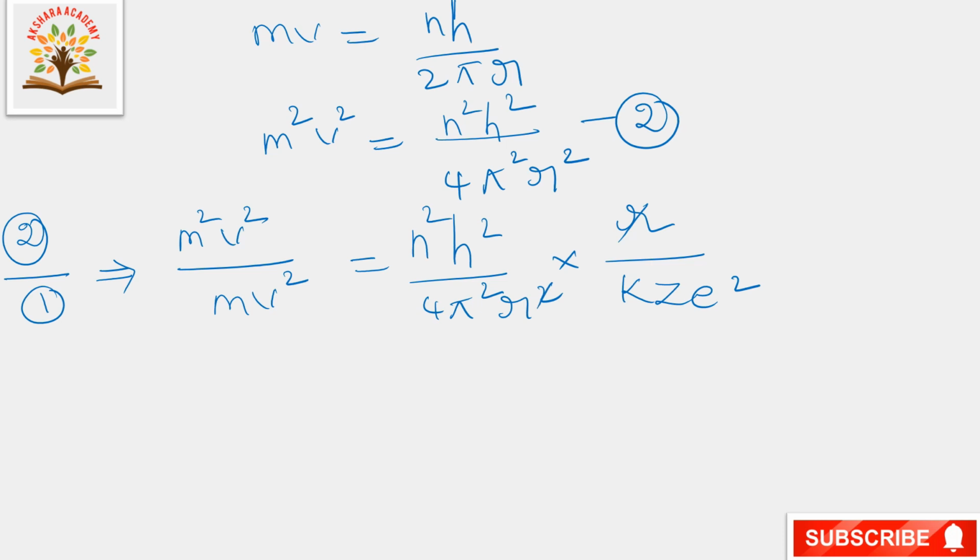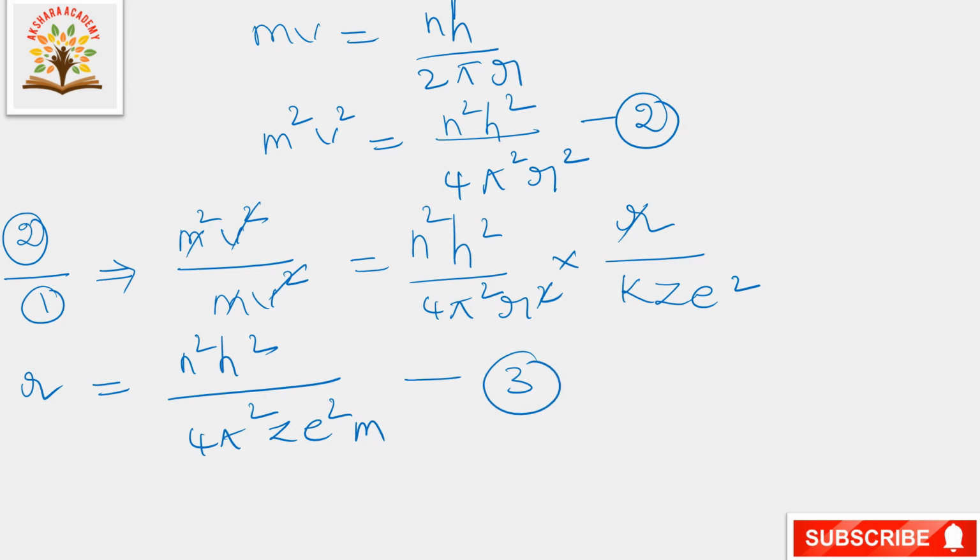r gets canceled, and here m gets canceled, v square gets canceled. So from this equation we are getting r is equal to n square h square by 4 pi square z e square m. Consider this as equation number 3. From equation 3, r is inversely proportional to m.